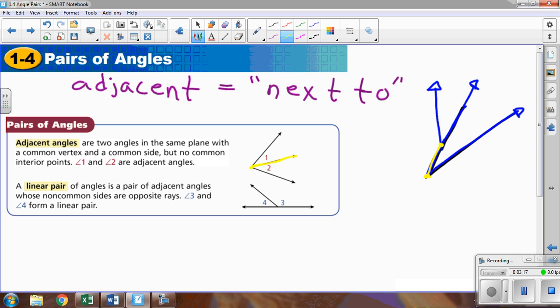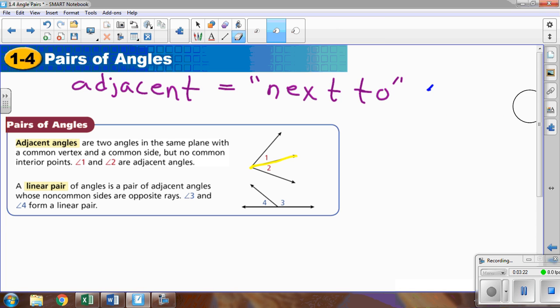A linear pair is a special type of adjacent angles. Just looking at our picture, we have a pair of angles, and I really like this one because what does the word mean right there? Linear. Tells us exactly what it looks like. Linear means a line. Pair. So we have a pair of angles that make a line. That's it.